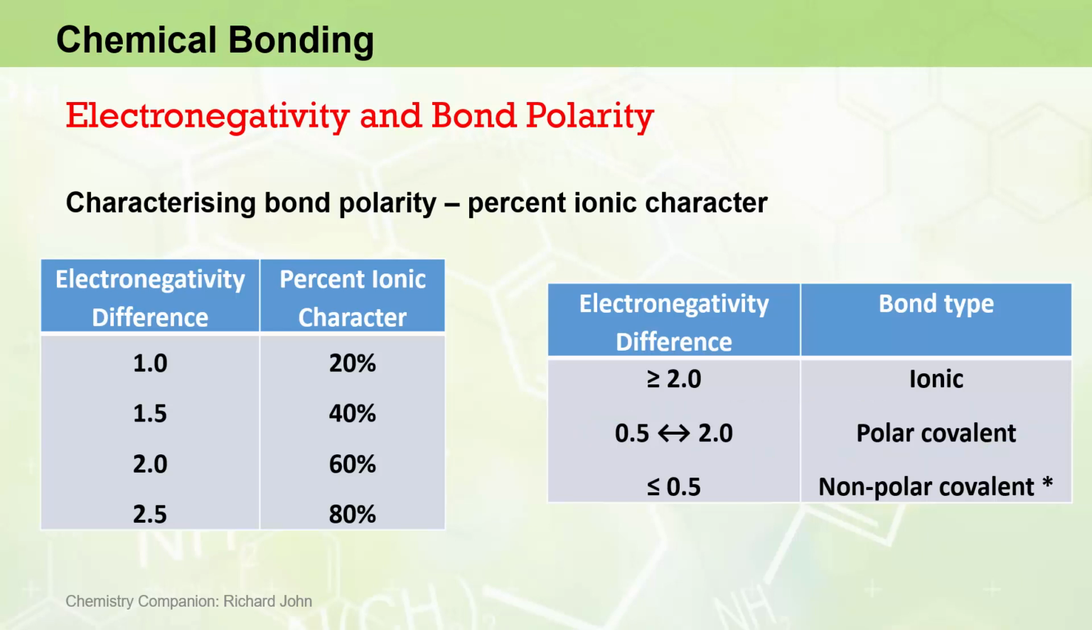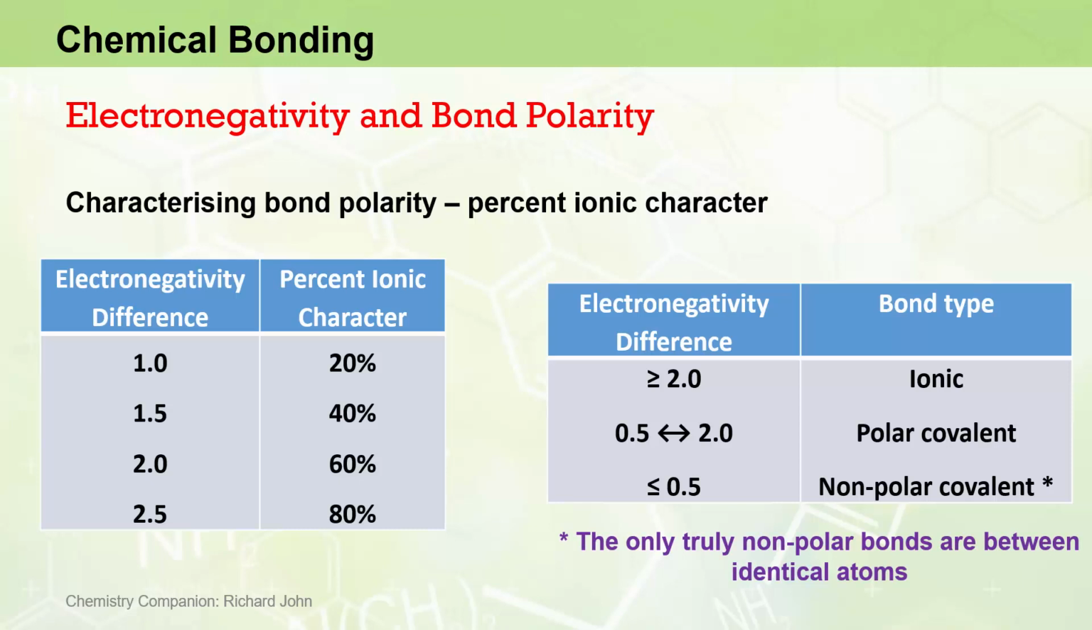Bonds where the difference is greater than 0.5 but less than 2 can be considered polar covalent bonds. And bonds where the difference in electronegativity values is 0.5 or less can be considered nonpolar covalent bonds. Although it should be noted that technically the only truly nonpolar bonds are bonds between identical atoms.